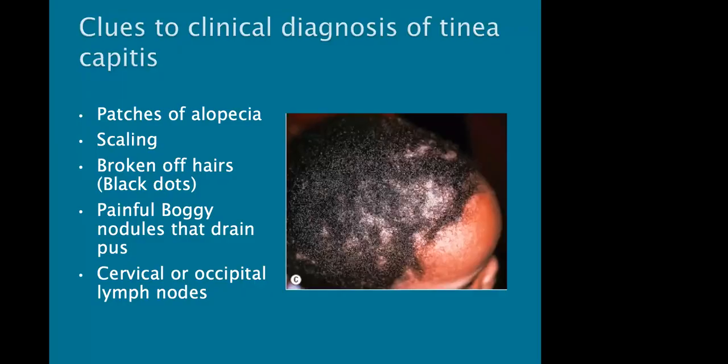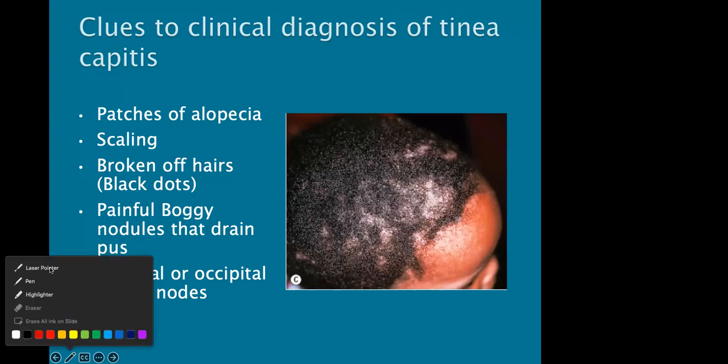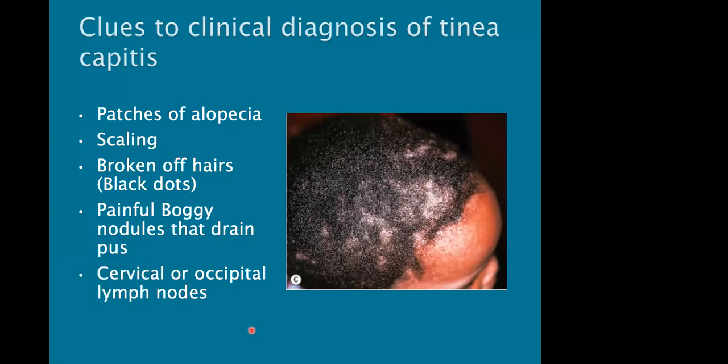So generally, patients with tinea capitis will present with scaly patches of alopecia. They may present with broken off hair shafts, and we will see these as black dots on clinical examination. And then some patients may present with what we call inflammatory tinea, and this will present as painful bulbous nodules that drain pus. It does not necessarily mean that there's a secondary bacterial infection, but just inflammatory tinea.